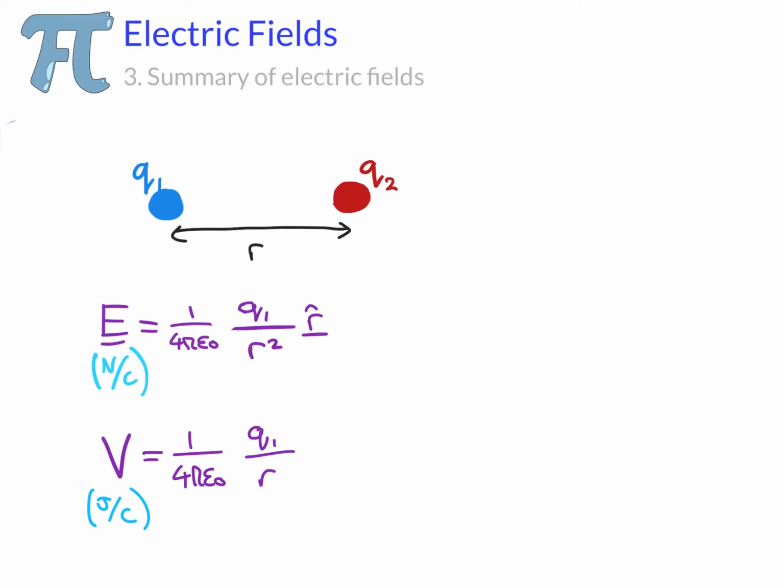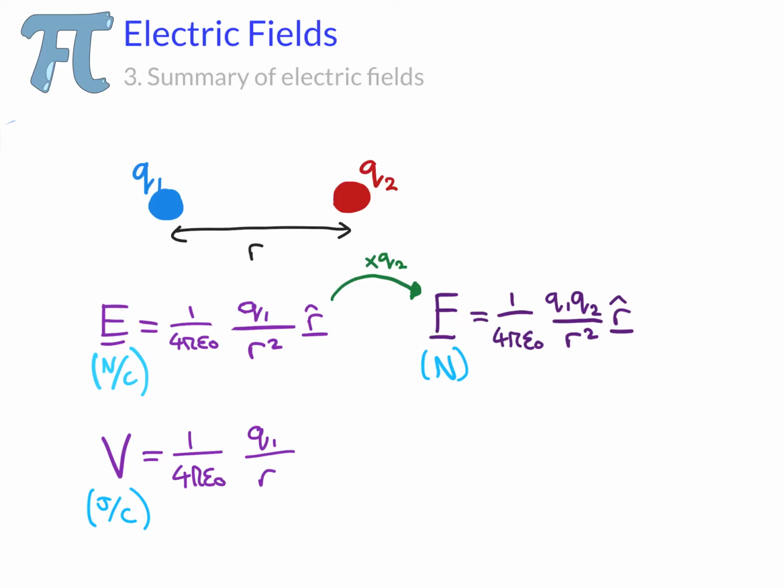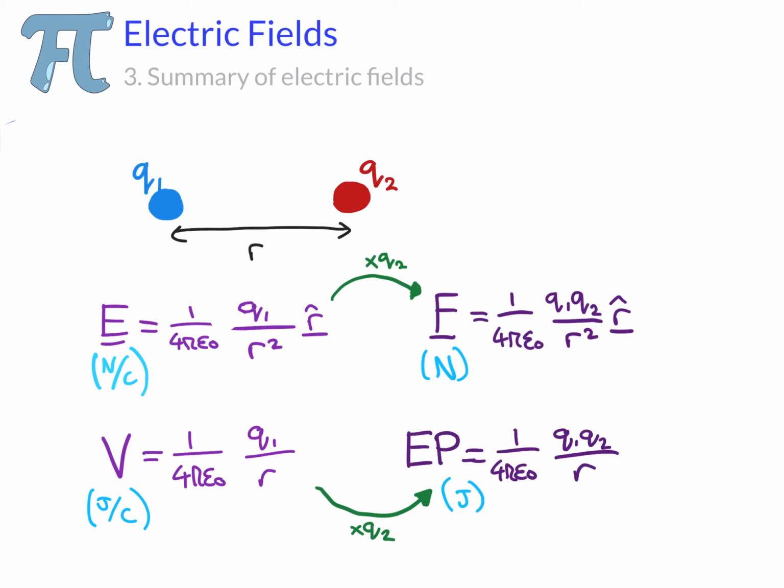With these two definitions, we can easily expand our discussion to an arbitrary charge Q2 rather than the unit charge. To work out the electric force between Q1 and Q2, we simply multiply the electric field by Q2, and this now has units of newtons. And to see the potential energy of Q2, we just simply multiply the voltage by the charge Q2, and this now has units of joules. It is clear that we can link the force and energy equations simply by multiplying or dividing by r.